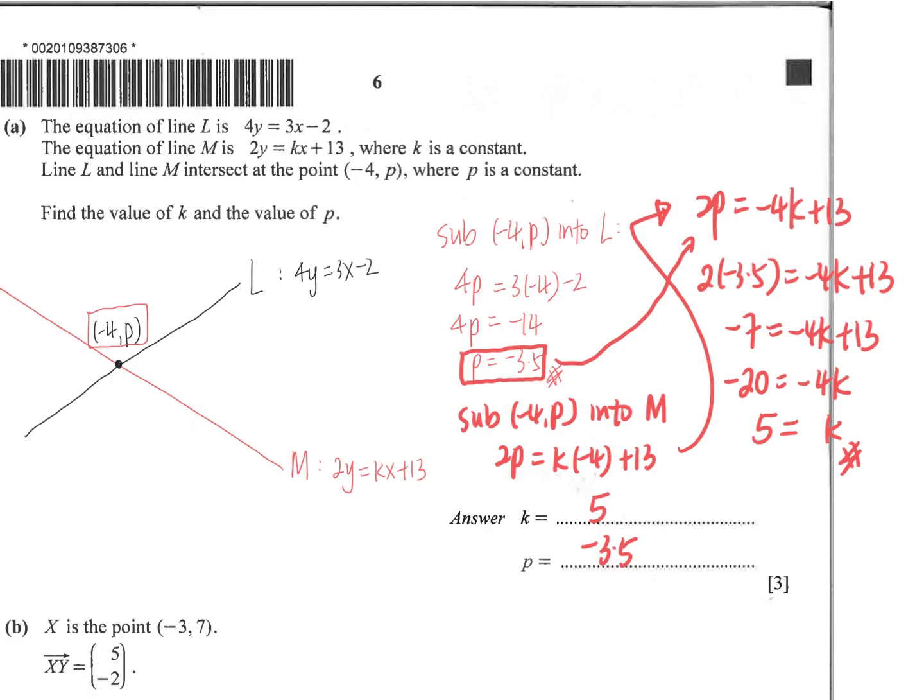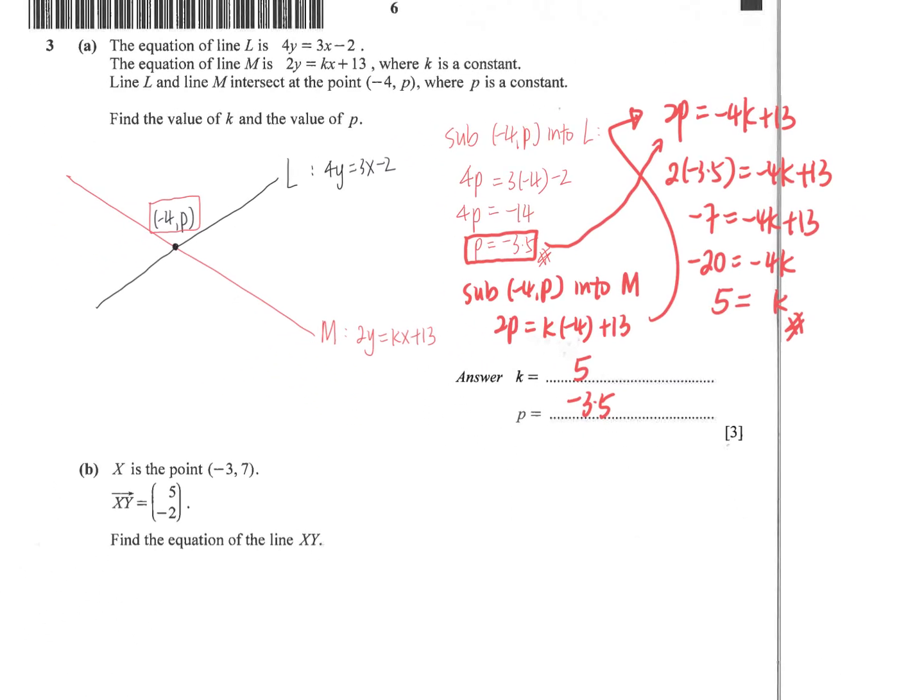Okay, next one is the vector question. Take note: when they tell you the coordinates, they are telling you the position vector OX. So they are telling you OX is (-3, 7). When they give you coordinates, they are giving you position vector OX. If you want to find the equation of XY, you will need to know the coordinate of Y.